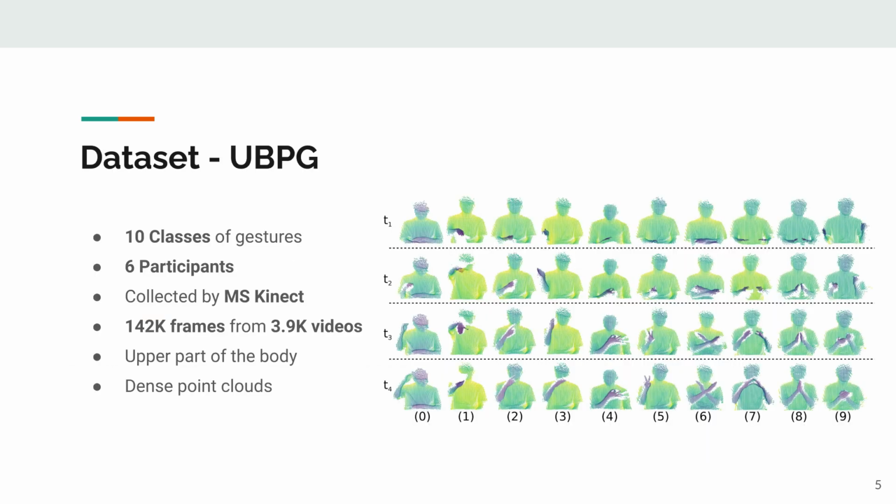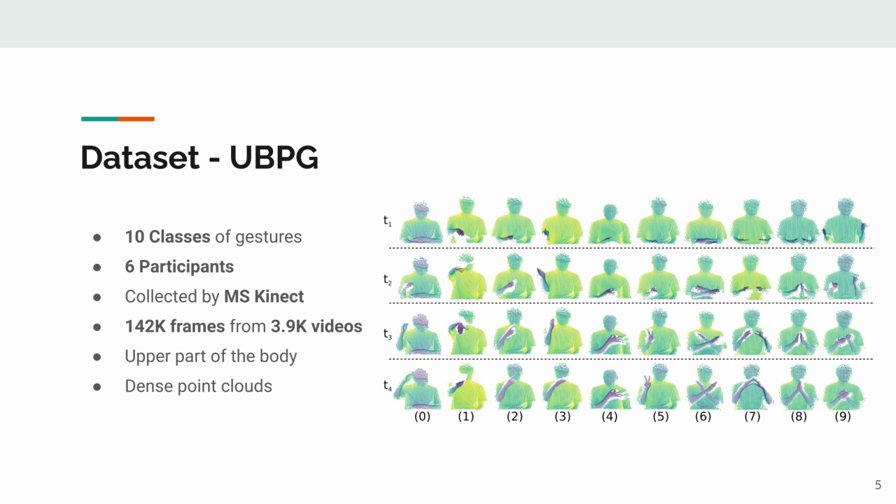To evaluate the model's performance, we use the Upper Body Point Cloud Gestures dataset or UBPG. This dataset has 10 classes of gestures shown on the screen. You can see the temporal progress of the gestures on the screen in 4 consecutive frames. The 0 class is no gesture. Some of the gestures in this class are a person with no movements, and the rest are a few random gestures that do not belong to the other classes.